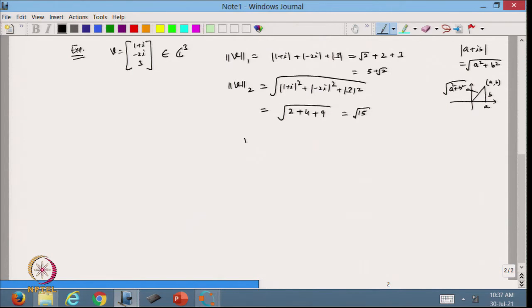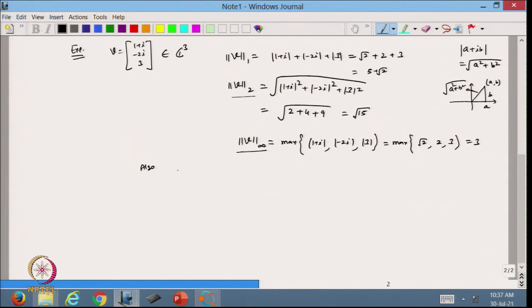This is my 2 norm, and similarly I can define the infinity norm. The infinity norm will be the maximum of the magnitudes of 1 plus i, minus 2i, and 3. So again I am taking the maximum of these: it is root 2, 2, and 3, so the maximum is 3. So I am able to define the infinity norm, the 2 norm and the 1 norm of any vector coming from C3.